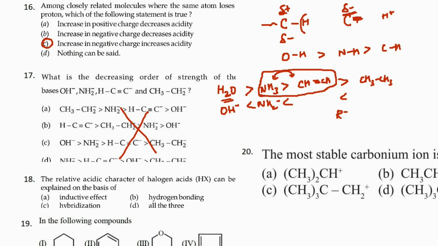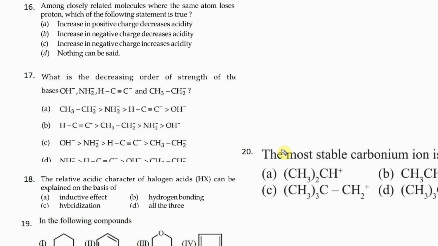Now I'm going to go to the options. So I know my OH minus is the last one. So this is wrong. OH minus is the last one. This is wrong. It could be one of these two. Okay. Now what is the strongest? This one right there. So that tells me this is the order. Acetylenide ion is less of a base than NH2 minus.